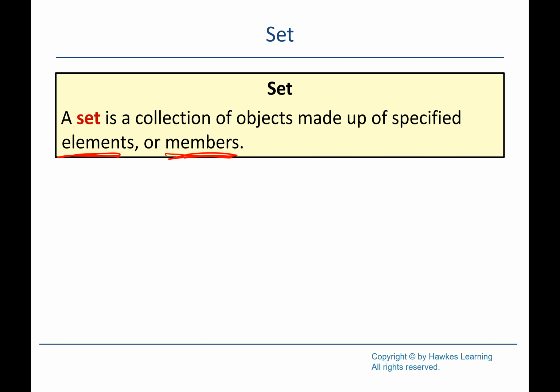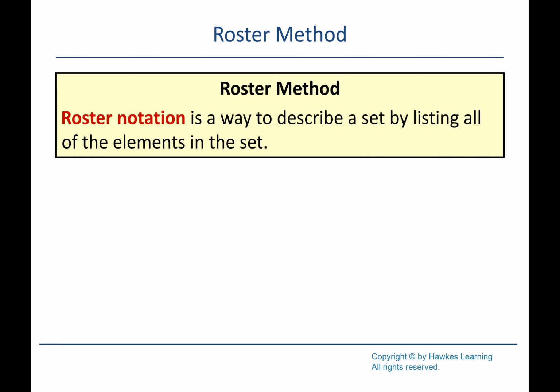The next thing to talk about is how we write down the set. We actually have two ways that we do that. The first way we're going to look at is called the roster method. So what's a roster? It's just a list of names, or just a list. Like the class attendance sheet, that's our class roster. Just listing things out. So that's all roster notation is as well: we list out all the members of our set.